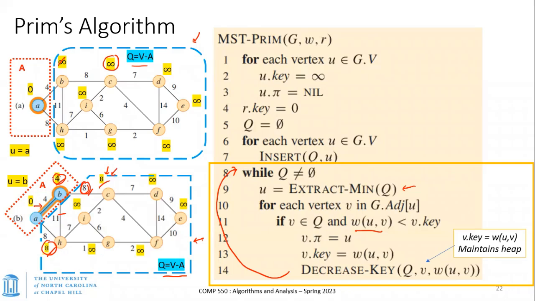Similarly, you're going to look at this particular key value, and you're going to ask, does this edge have a lower value than the current key value, which is infinity? If that is the case, you are going to update the key value, and you're going to do a decrease operation. So you're going to end up with 8 over here and 8 over here.